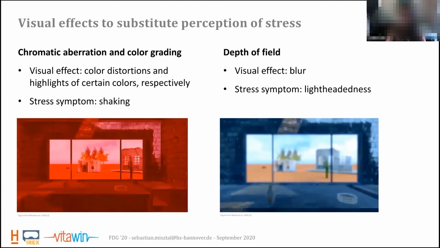We used chromatic aberration and color grading, which results in color distortions and highlights of certain colors, in this case red, to substitute shaking. We used depth of field, which results in a blur effect to substitute lightheadedness. We tested our visual effects in combination in a game experience, which is typical to a stressful situation in action games.